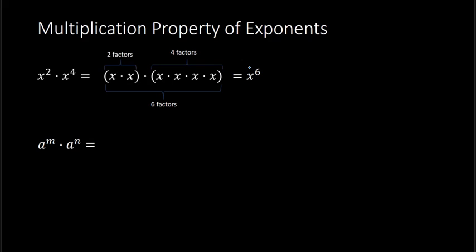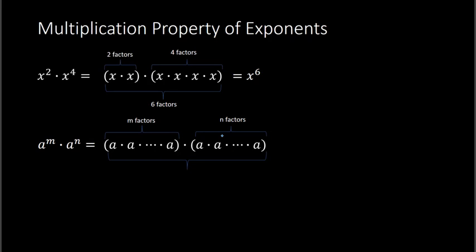So in general, if we had anything to the m power times anything to the n power, there's m a's here. So this is kind of confusing without the numbers anymore. But here there are m a's. That's the number of factors, m factors. Times, here we have n factors of a. And together we have m plus n factors of a.